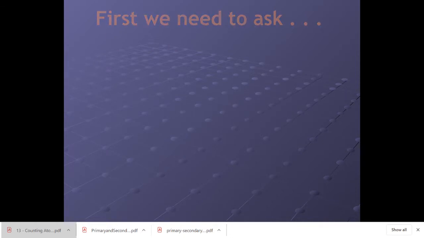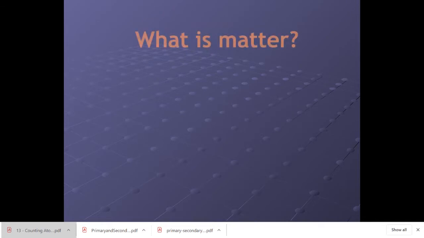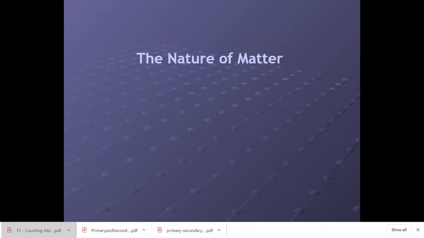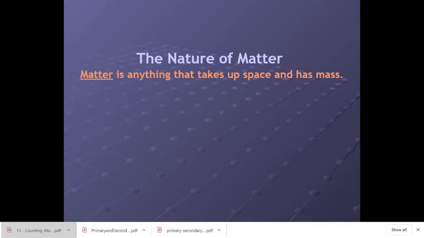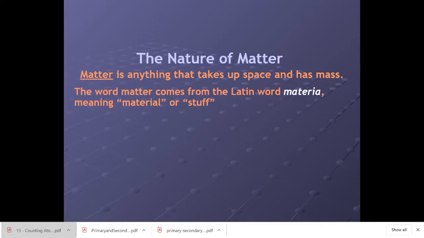First, we need to ask, what is matter? The nature of matter. Matter is anything that takes up space and has mass. The word matter comes from the Latin word materia, meaning material or stuff.